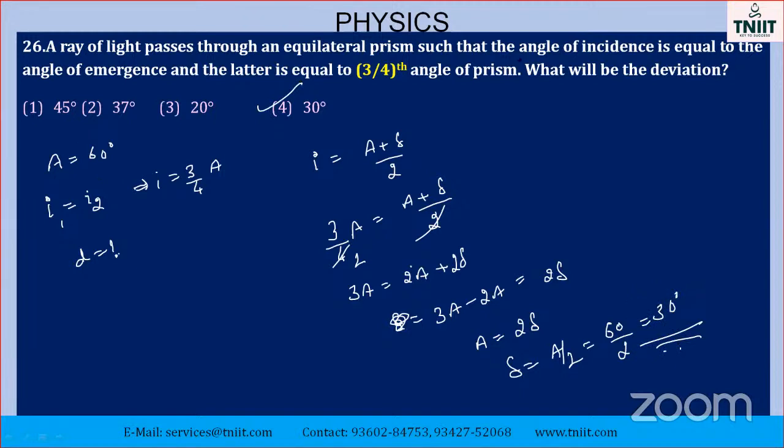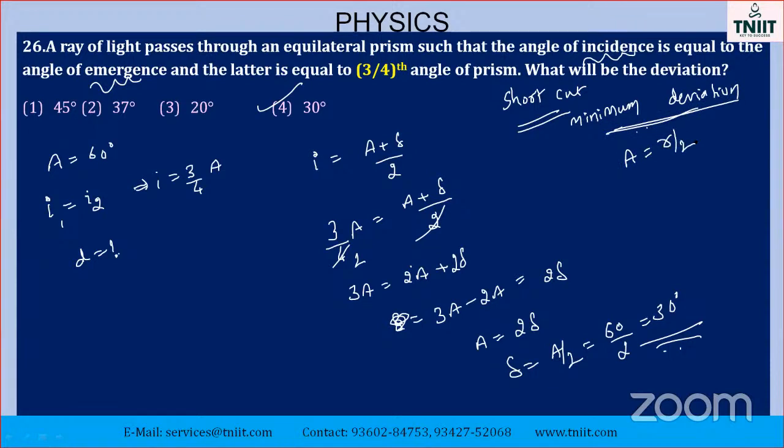Now, please remember the shortcut. Whenever they say that the angle of incidence and the angle of emergence are equal, it clearly says it is at minimum deviation. When it is at minimum deviation, you know that r should be equal to A by 2. So r is equal to A by 2, 60 by 2, that will be 30. This itself clearly gives the deviation.